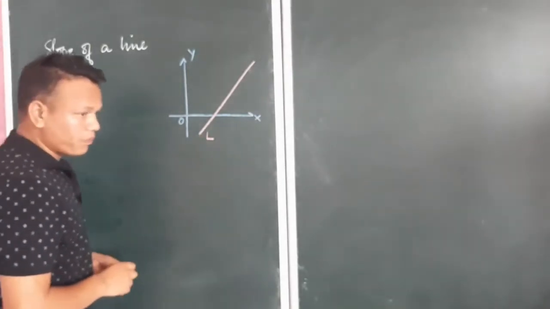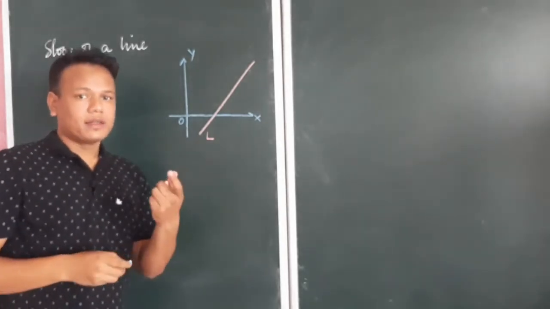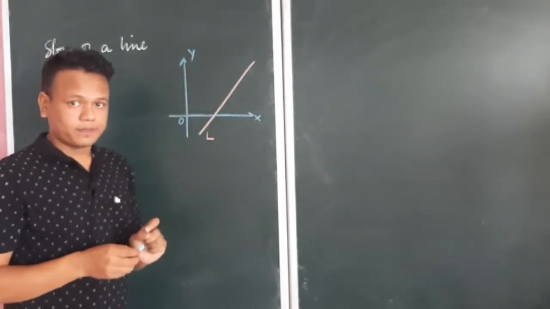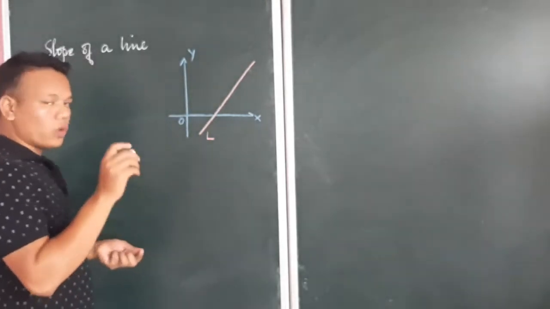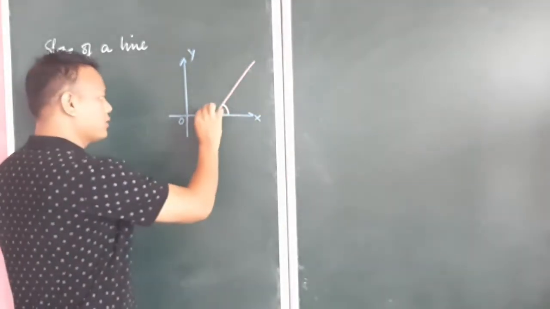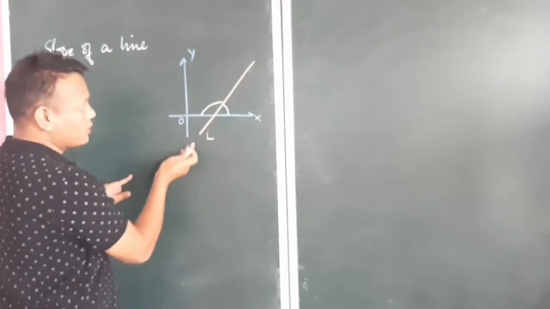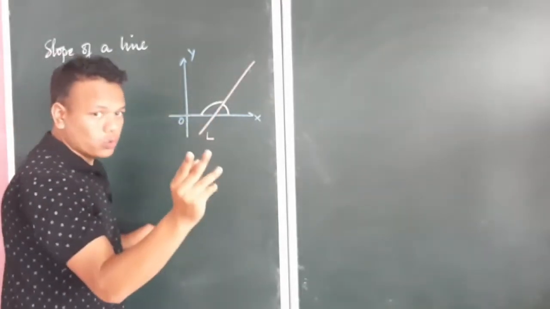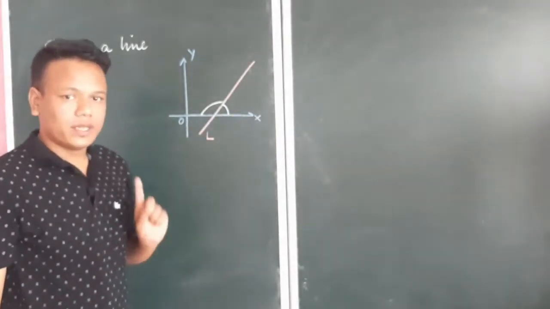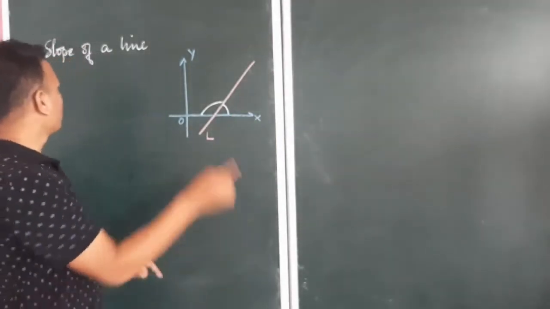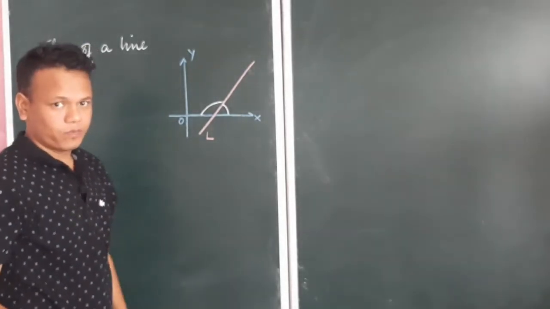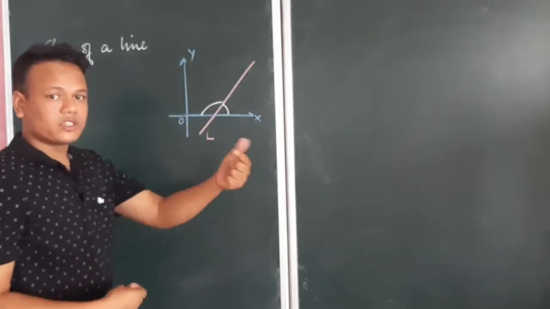Now we need to measure the angle made by this line with the x-axis. If you see here, there are two angles being formed. One is this angle, and another is this angle. So basically this straight line is making two angles with the x-axis, and we have to choose any one of them. In order to find the slope of a line, we have to choose the angle formed with the positive direction of the x-axis.